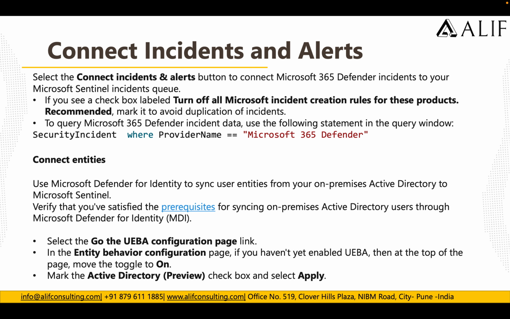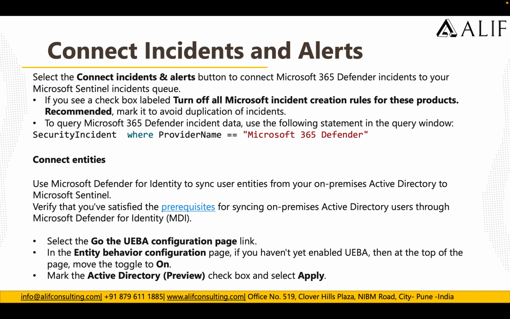right? So how can we connect incidents and alerts, right? If you want to connect incidents and alerts in the Microsoft 365 Defender connector, you just need to select the connect incidents and alerts button in the open configuration page or open connector page, and from there you can select what kind of incidents you want to grab. You would be able to see all those incidents and alerts directly in Sentinel, in the Log Analytics workspace, right?